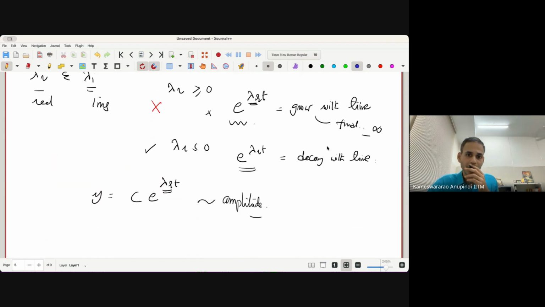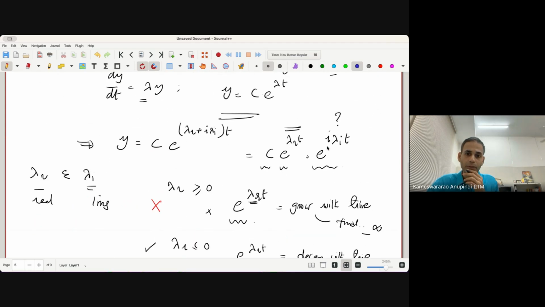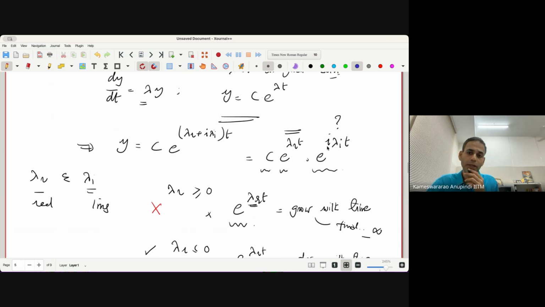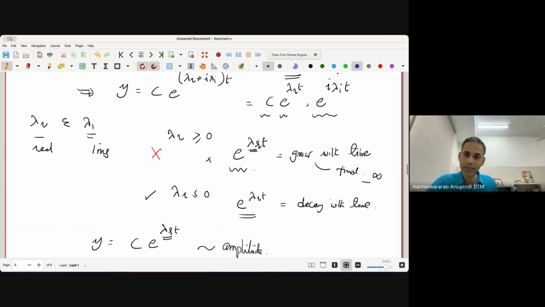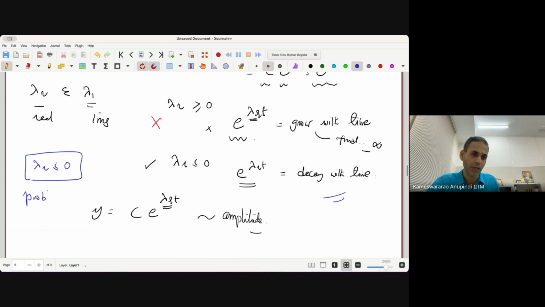So this is the behavior for the exact solution. Now, what we said is that we are interested only in solutions that decay with time. As a result, our lambda_r is less than or equal to 0. We are only interested in problems which have lambda_r less than or equal to 0, because otherwise the final solution is infinite, and there are no such problems of interest. That's why lambda_r less than or equal to 0 is what we are interested in.